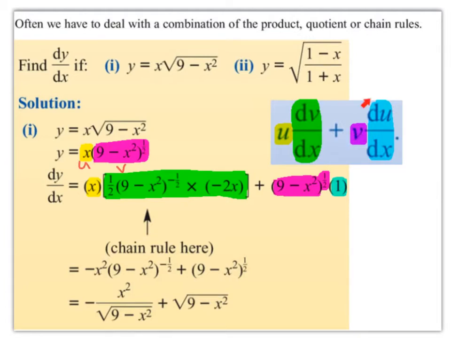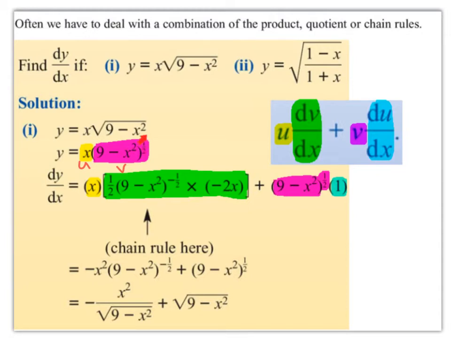So next we sub into our product rule formula. So u is just x with brackets. Then we multiply that by dv dx, so the derivative of v. So we have (9 minus x squared) raised to the power of a half. So here we're going to have to use the chain rule inside the product rule.